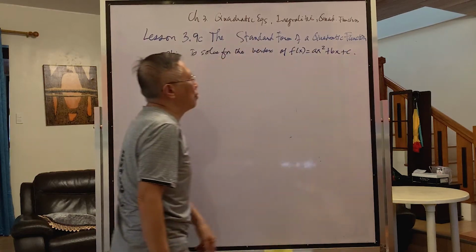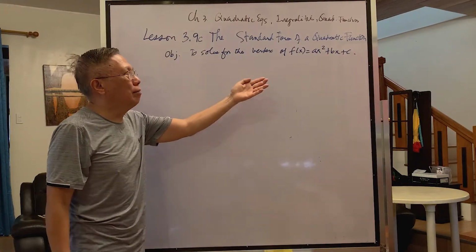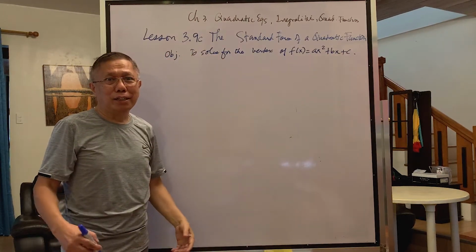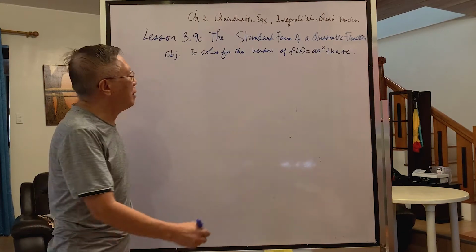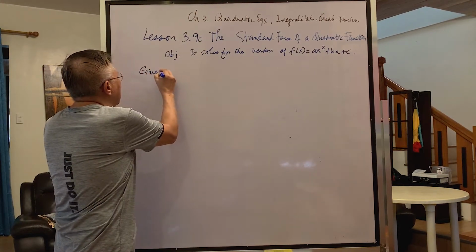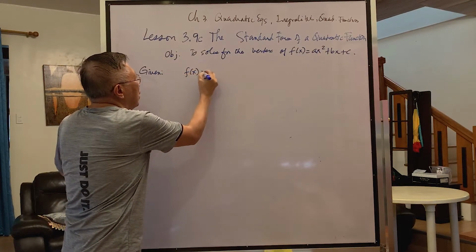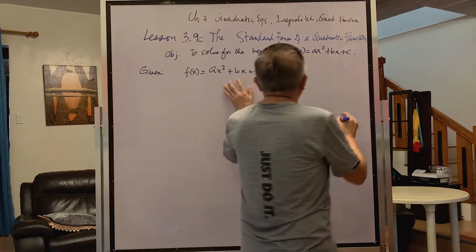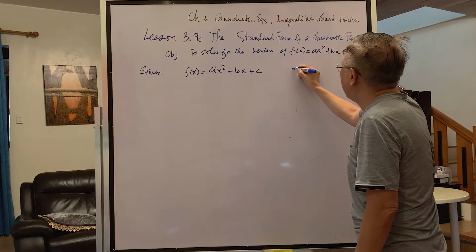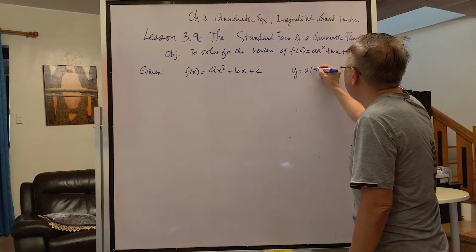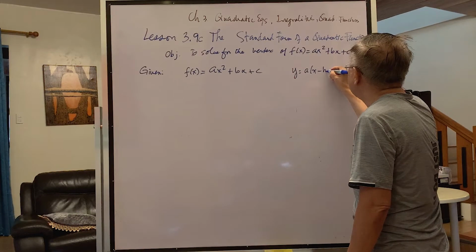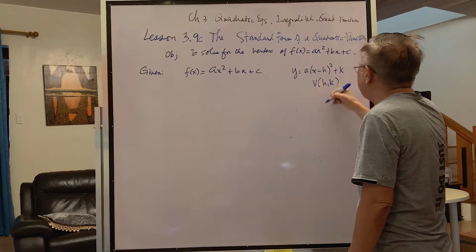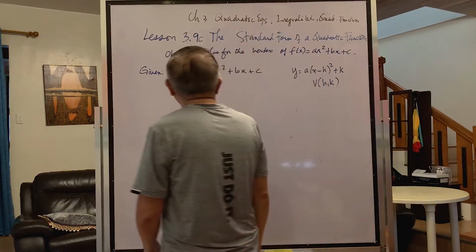This is our general form, okay? And we want to express this in standard or vertex form. Okay, so here let's say we are given f of x equals ax squared plus bx plus c. Our objective here will be for us to write that into the form y equals a times x minus h squared plus k, where our vertex is what? At (h, k). Okay?